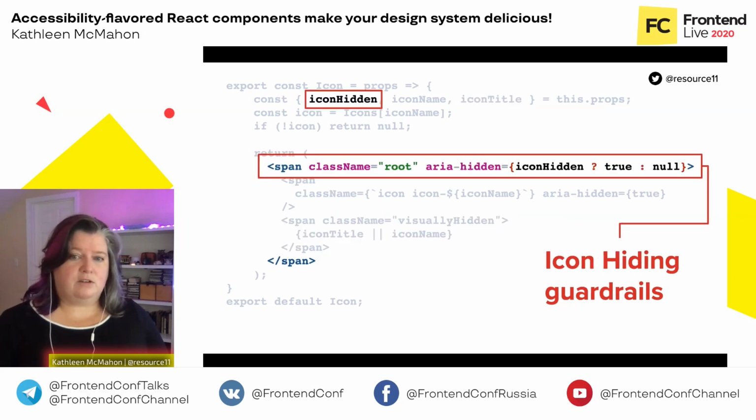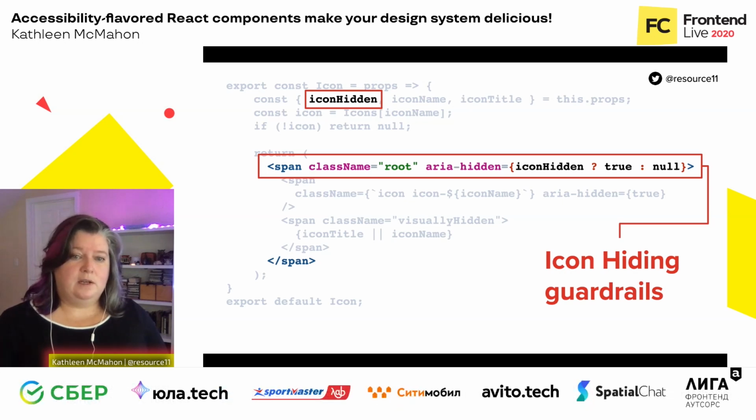The last guardrail is the iconHidden prop. If the developer passes in iconHidden of true, the containing spans will render in the DOM with an aria-hidden equals true attribute attached. If no iconHidden prop is passed in, the aria-hidden attribute isn't attached to the wrapping span at all when it's rendered in the DOM.